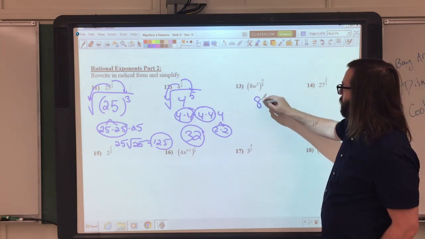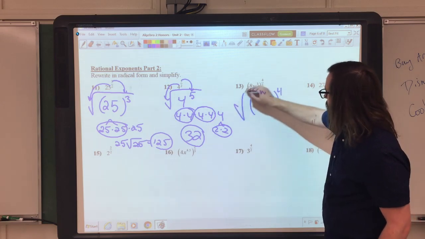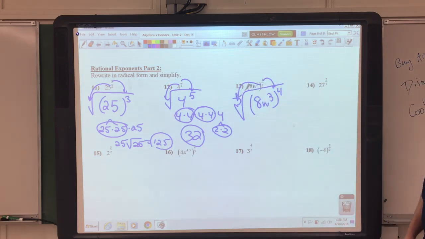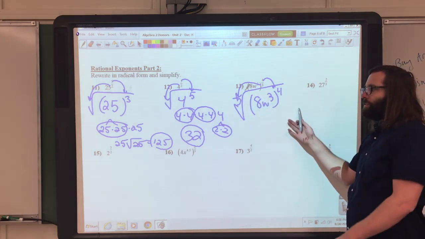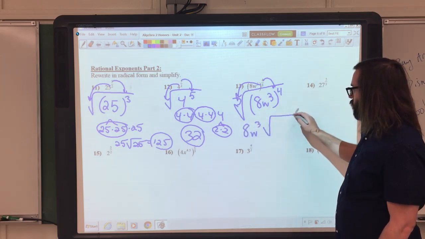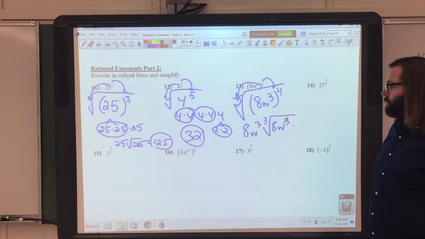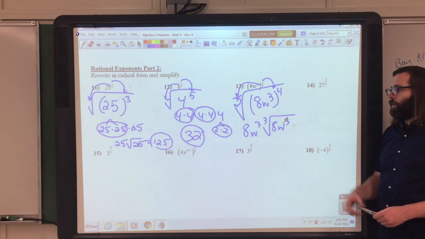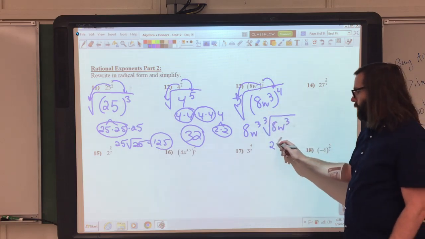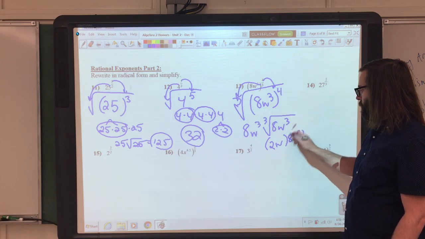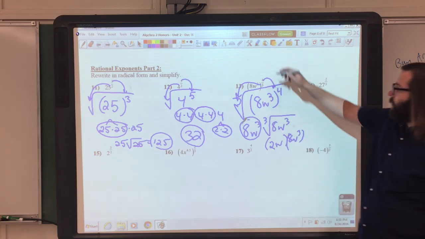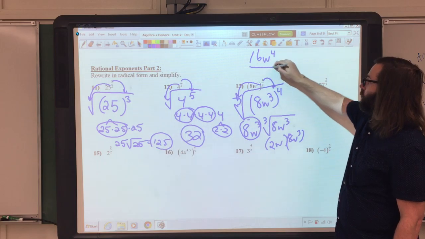Take a look at this one. This is 8w cubed to the 4th, cube rooted. So since we're cube rooting this, we want 3 of these out here. If we take away 3 of them, we get 8w cubed, cube root of 8w cubed. We can simplify this. The cube root of 8 is 2, just straight up 2. Cube root of this is going to be w. So it's going to be this term multiplied by this. So you should get 16w to the 4th.